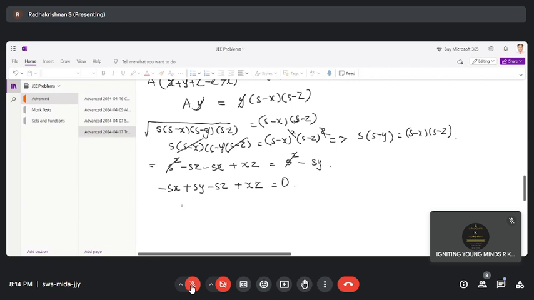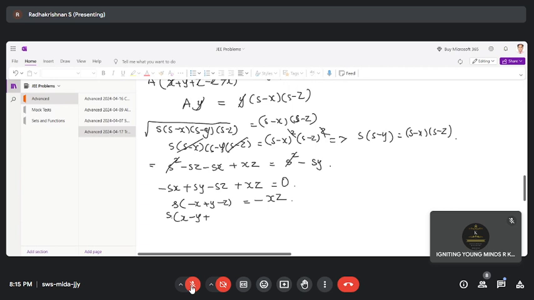Or s into minus x plus y minus z equal to minus xz. Okay. So, in other words, I am multiplying both sides by a minus, so that gives me s into x minus y plus z equal to xz.